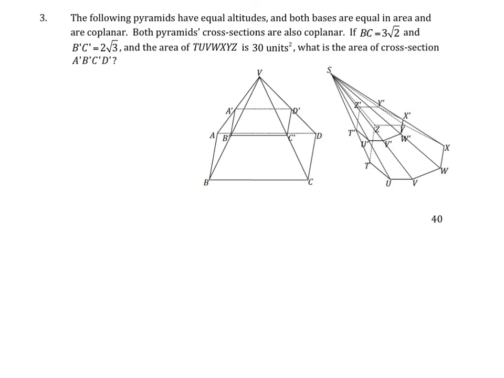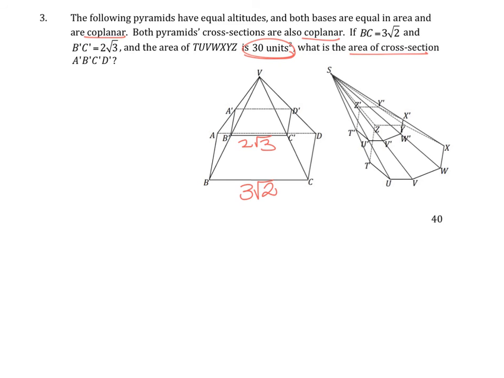Number 3, the following pyramids have equal altitudes and both bases are equal in area and are coplanar. That means they share the same plane. Both pyramids' cross-sections are also coplanar. If BC is equal to 3 radical 2, and B prime C prime is 2 radical 3, and the area of TUVWXYZ is 30 square units, what is the area of the cross-section of A prime, B prime, C prime, as well as D prime?